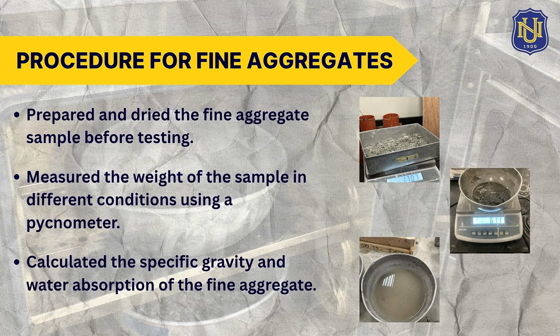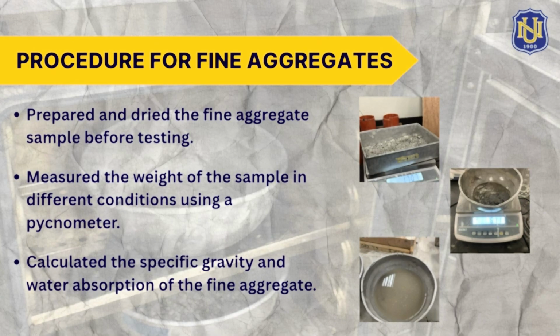The SSD sample was then weighed. After that, the pycnometer was filled with water and weighed. Part of the water was removed, and the SSD sample was placed inside the pycnometer. Additional water was added, and the pycnometer was agitated carefully to remove trapped air bubbles. The pycnometer was then filled to its calibrated level and weighed again together with the sample and water. Finally, the sample was removed and dried inside the oven at 110 degrees Celsius until a constant weight was achieved.